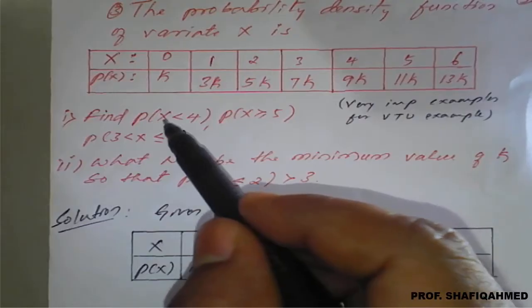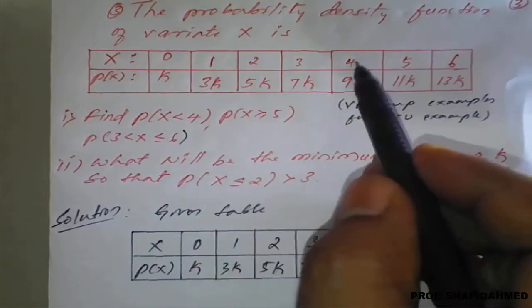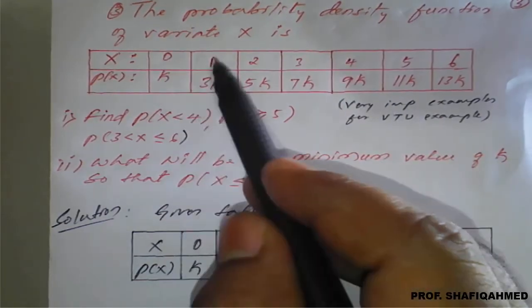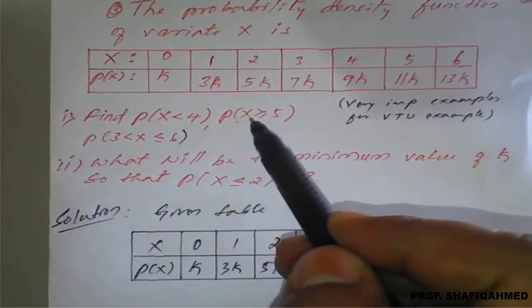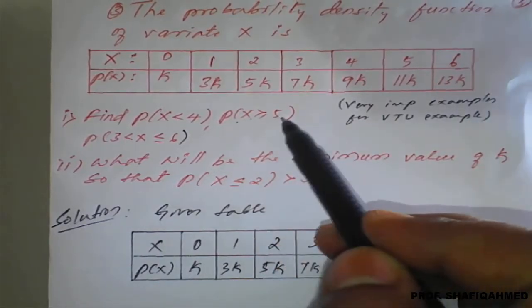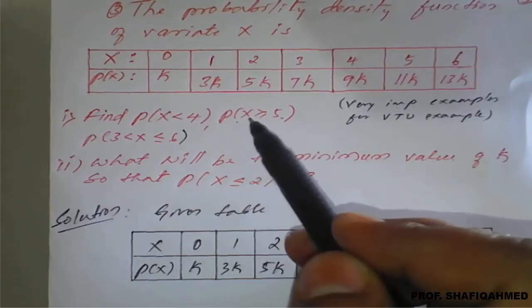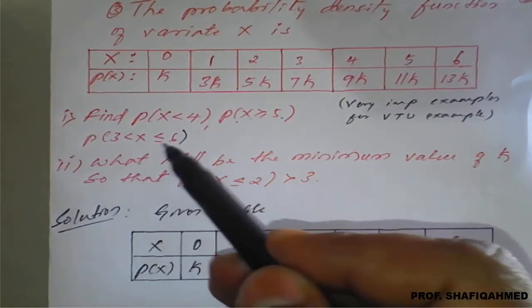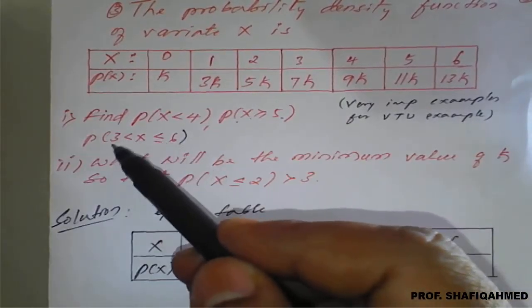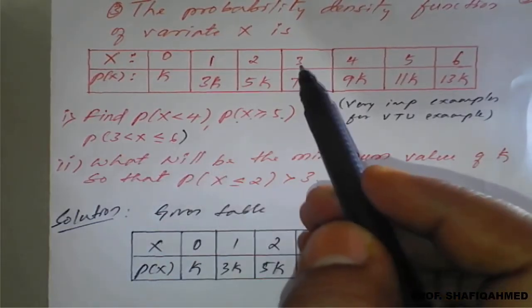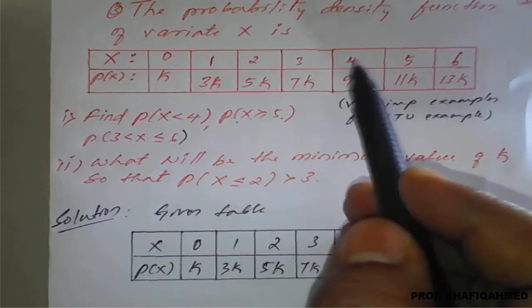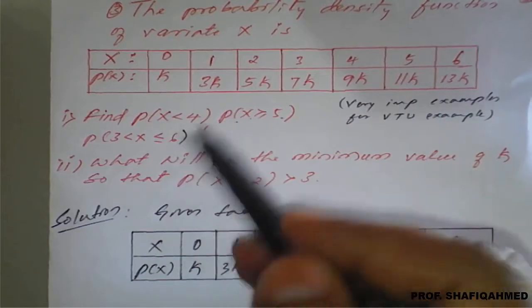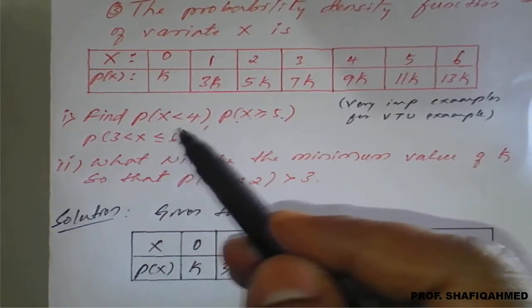I will explain here. P(x) less than 4 means which values are there? 0, 1, 2, 3. P(x) greater than or equal to 5 means you have to include 5, so 5 and 6 come under it. Next, x is greater than 3 but less than or equal to 6. Strictly greater than means 3 will not come, so 4, and less than or equal to 6 means 4, 5, 6. This is the explanation of what we need to find.